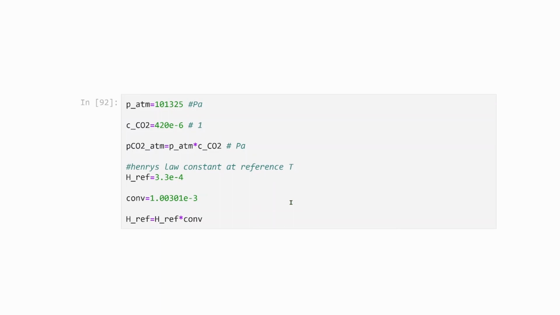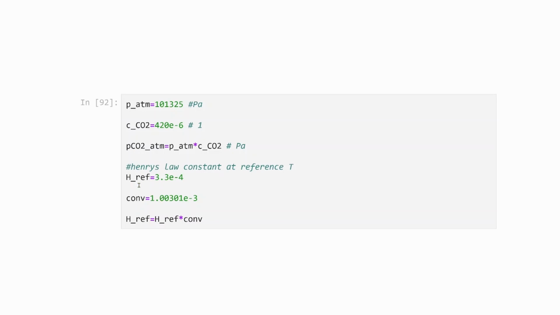So what do we need? Of course we need to have the total pressure of the atmosphere again, the CO2 molar fraction of the atmosphere. So these days global monthly mean is 420 ppm. So 420 times 10 to the power of minus 6. Thereby we get the partial pressure of CO2 in the atmosphere.